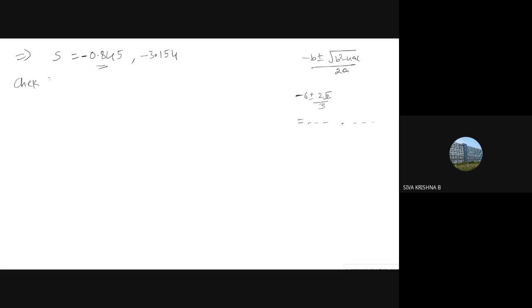Next one, that is check for the value of k. So how to check: if s equals to minus 0.845, then the value of k is k equals to minus of s cubed plus 6s square plus 8s. Okay, done. So here substitute those values in place of s. Minus of 0.79 s, very good. Is it positive or negative? Positive. So is that a valid or invalid break point?